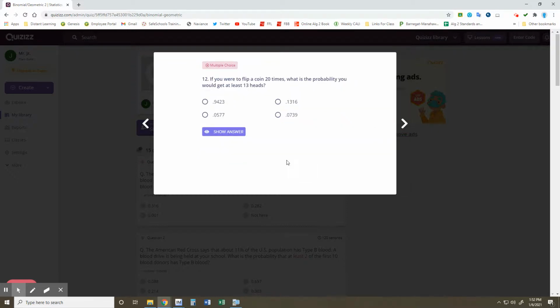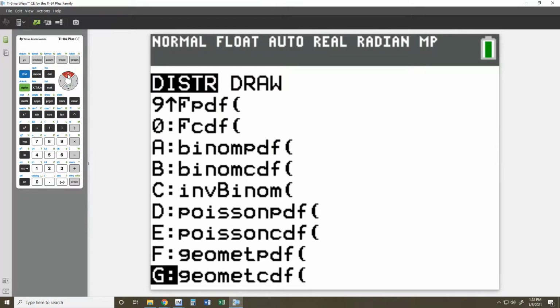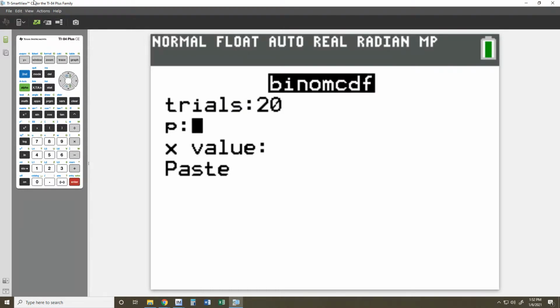Whatever. Anyway, number 12. If you flip a coin 20 times, what is the probability that you get at least 13 heads? Flipping a coin is a 1 in 2 chance. 20 trials. This sounds like a binomial. Getting at least 13 heads, meaning 13 or more, well, that sounds like a binomial CDF. And it is. But what do we do here? There are 20 trials, 1 in 2 chance of success.